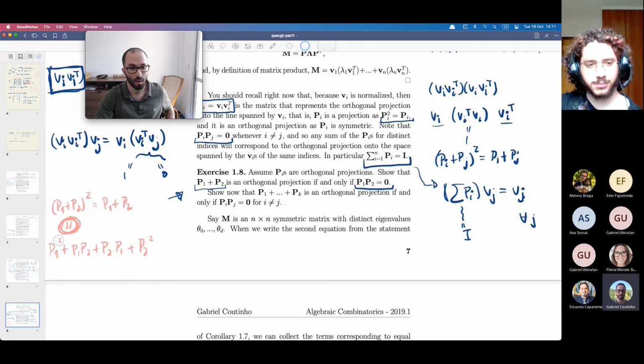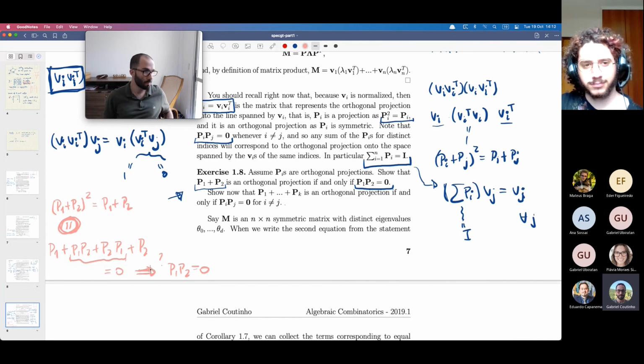Now, okay, these squares disappear, but why does this thing being equal to 0 imply that P1 P2 is equal to 0? It could be that they're just minus each other. It could be that P1 P2 is minus P2 P1 and non-zero. So this is the difficult thing here that I want you guys to think a little bit about and try to show that. Okay.